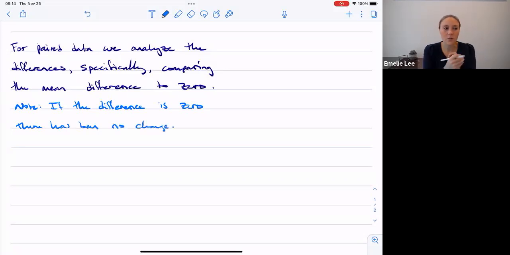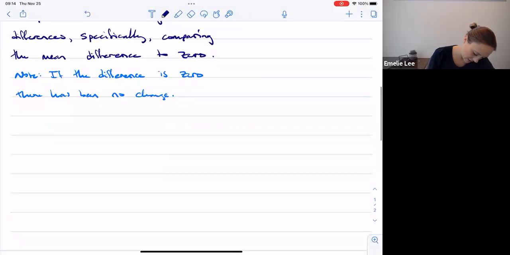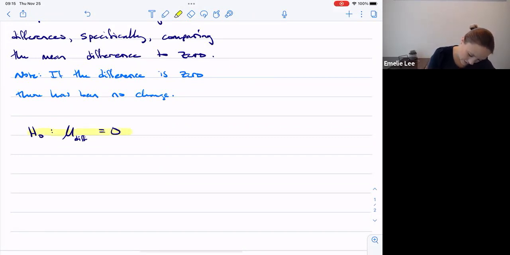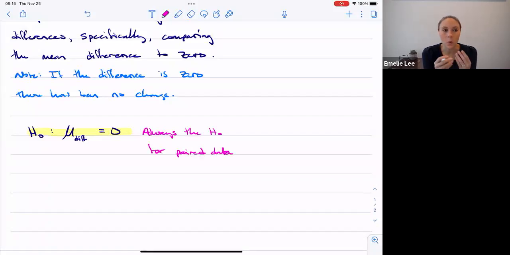Okay. So what's nice about it, once you've identified paired data, is that the null hypothesis is always the same. The null hypothesis is going to be that mu, and what I like to do is put a little mu diff or a little mu d, if you prefer, just to indicate that this is the mean of the differences, is equal to 0. This will always be the H naught for paired data. So that's really nice. Once you have figured out that you have paired data, you also just know that that is your null hypothesis.